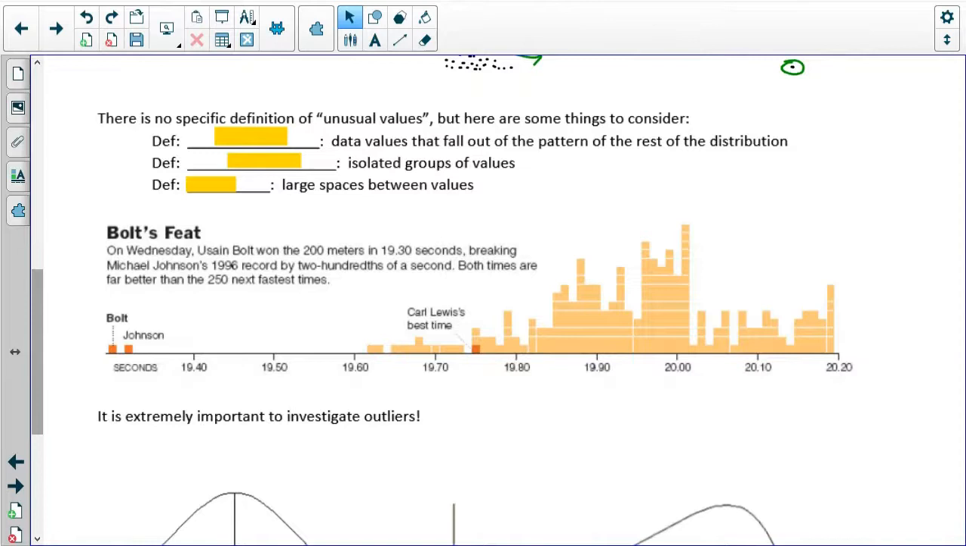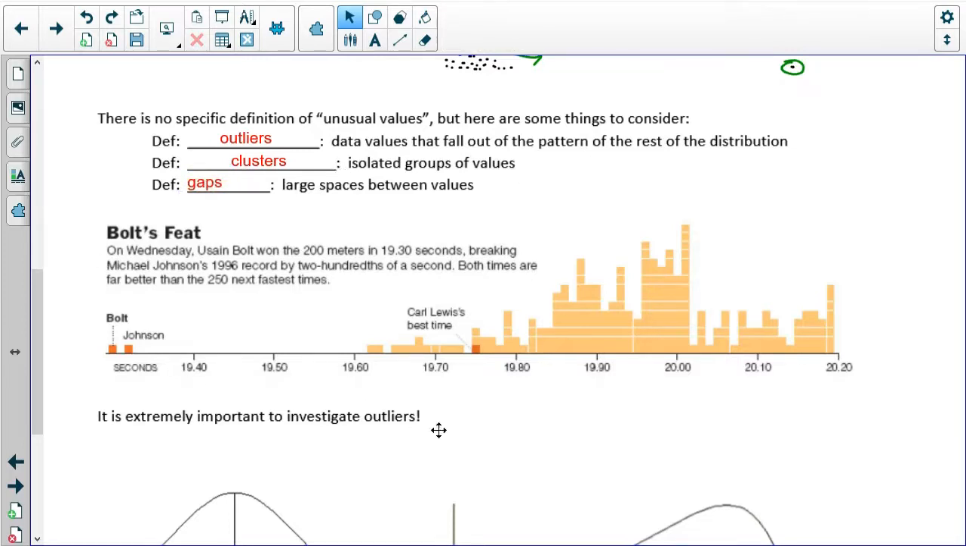There's no specific definition of unusual values, but we'll talk about some of those right now. So, three different types of unusual values. We have outliers, which are way outside the pattern of the rest of the distribution, and we'll talk about a way to calculate those later. Clusters, which are little groups of values that are isolated from everything else. And gaps, which are large spaces between values.